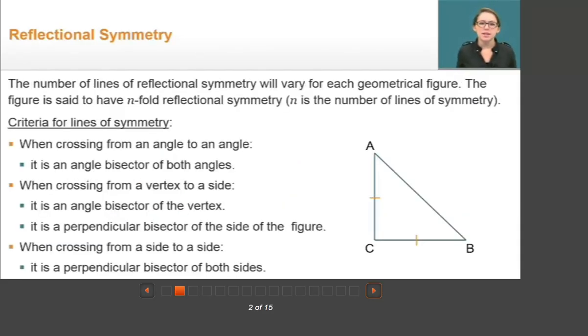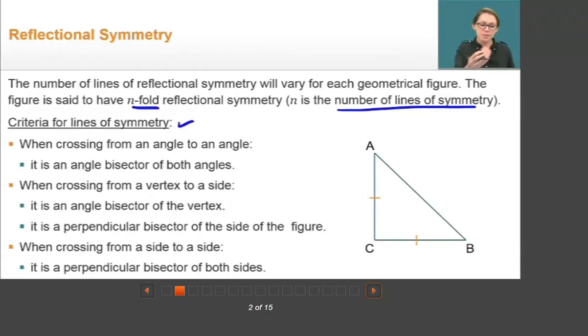Well, the number of lines of reflectional symmetry will vary for each geometrical figure. The figure is said to have n-fold reflectional symmetry, where n is the number of lines of symmetry. So n-fold represents the number of lines of reflection that can be drawn on a figure. If a figure has 3-fold reflectional symmetry, for instance, there are 3 lines of reflection that can be drawn on that figure. Let's take a look at the criteria for lines of symmetry.